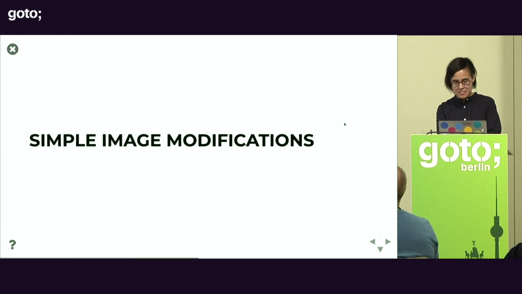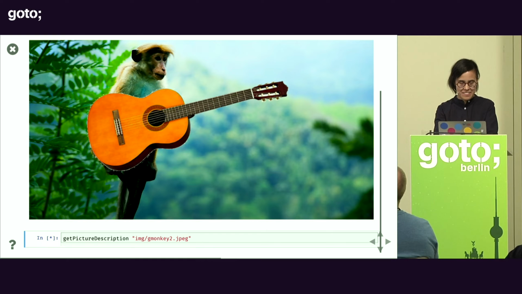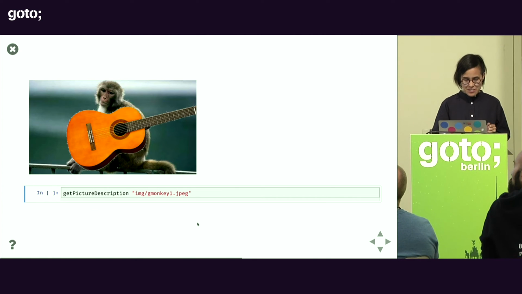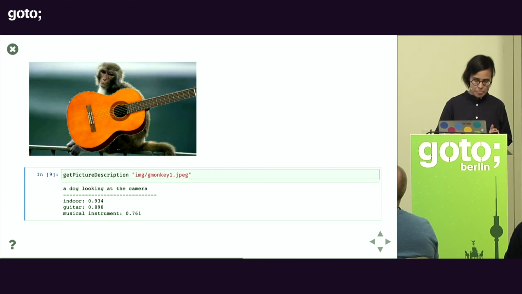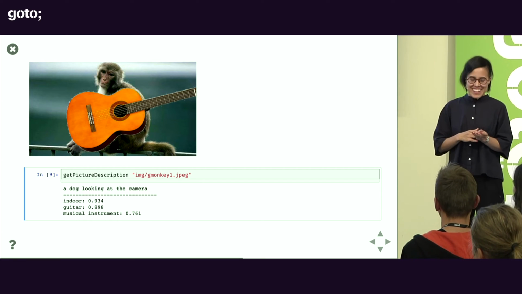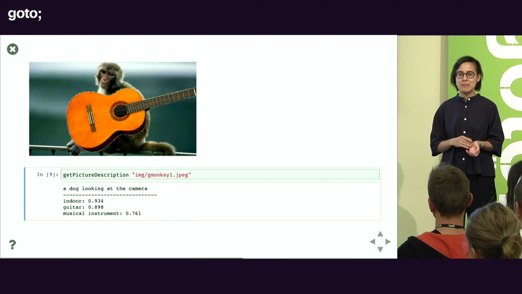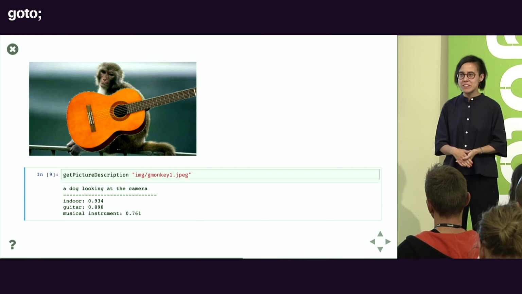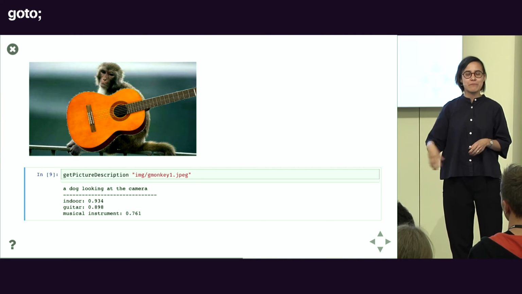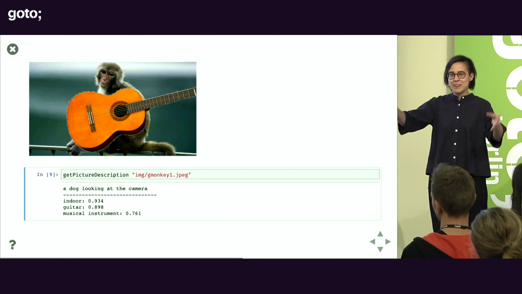So let's try some different modifications. Let's give the monkey a guitar. And it's a monkey holding a guitar. Nice. I'm impressed. So let's give a guitar to the other monkey. And suddenly, it's a dog looking at the camera. The reason is that maybe the network has seen some animals in the wild, in a forest, doing something crazy, like playing a guitar. But when it has seen a guitar indoors, if it was with a furry creature, then it was most likely a dog or maybe a cat. So right now, it's trying to match the monkey to a dog.